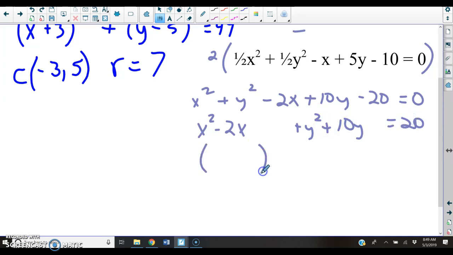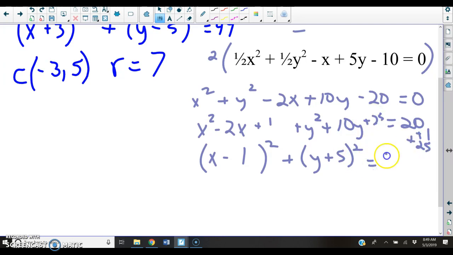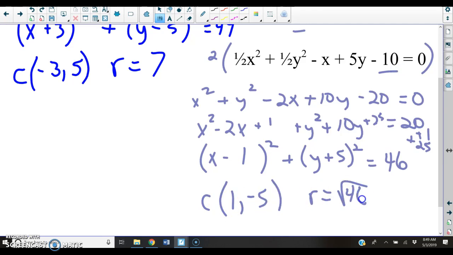Okay, so we could have x squared minus 2x plus y squared plus 10y equals 20. So when we complete the square, this will be x minus 1, so we'll add 1 to both sides, and y plus 5, and add 25 to both sides. Okay, so that looks like 46. Probably didn't do a great job picking my numbers. So my center is going to be 1, negative 5, and my radius will be the square root of 46. 46 is 2 times 23, so that's not going to change.